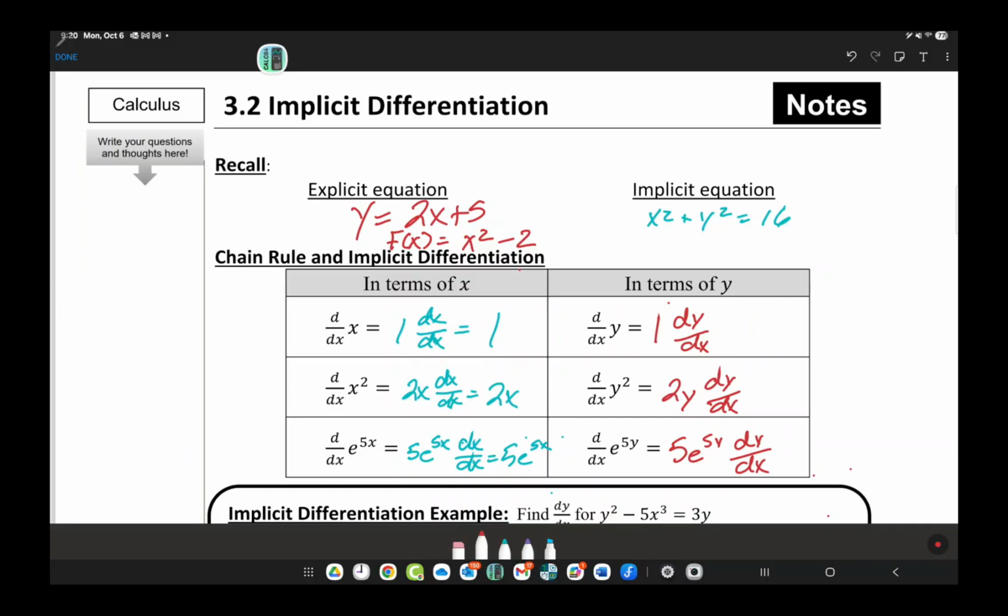In the past, I usually did just write y prime, and you can if you want. But there's a reason why I'm focusing on dy dx, and that's going to be more apparent in the next chapter. When we do related rates in chapter 4, you're going to be doing derivatives of multiple different variables according to time.